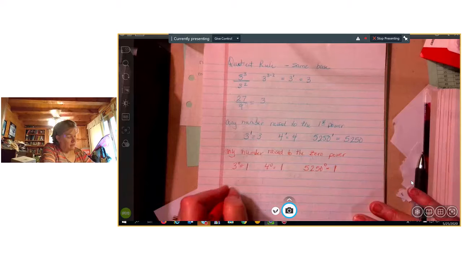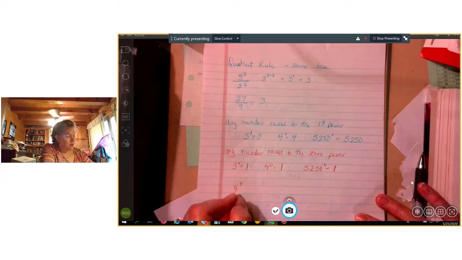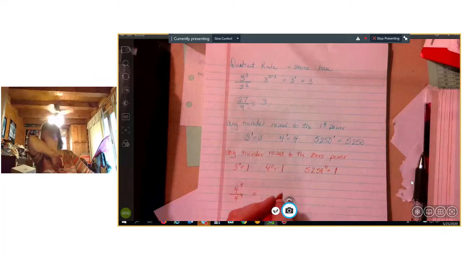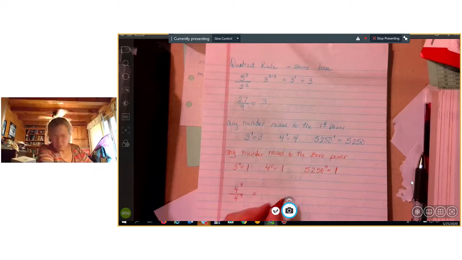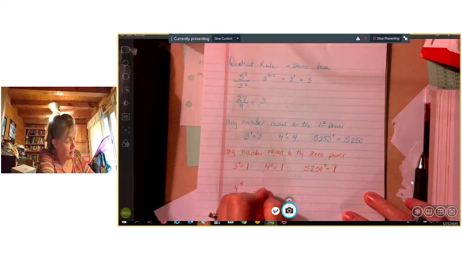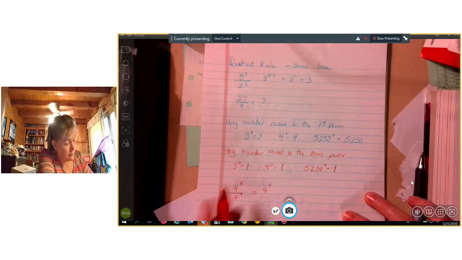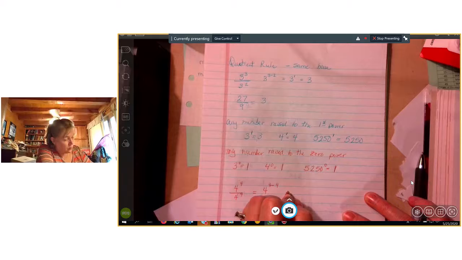If I had 4 raised to the 4th power over 4 raised to the 4th power, then I take, excuse me, 4, which is my base. I take my exponent in the numerator and I'm subtracting it from my exponent in the denominator, and that's going to equal 4 to the 0, which is going to equal 1.